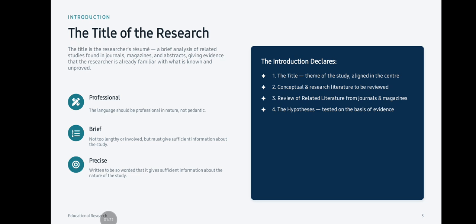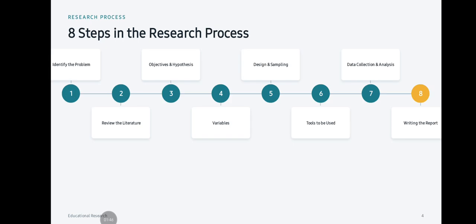So the introduction declares the title, that is theme of the study, aligned in the center. Conceptual and research literature to be reviewed. Review of related literature from journals and magazines. The hypothesis tested on the basis of evidence. So, there are 8 steps in the research process. Identify the problem, review the literature, objectives and hypotheses, variables, design and sampling, tools to be used, then data collected and analysis, and the last is writing the report.